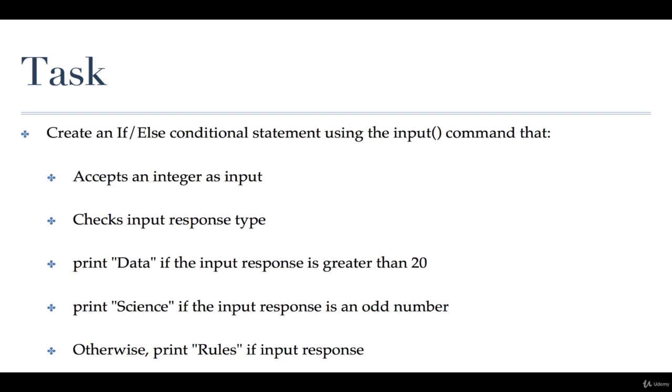If the number is greater than 20, I want you to print data. If the number is an odd number, I want you to print science. And then if it's neither of those things, I want you to print rules, okay?